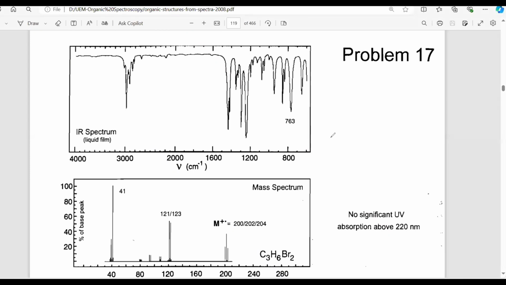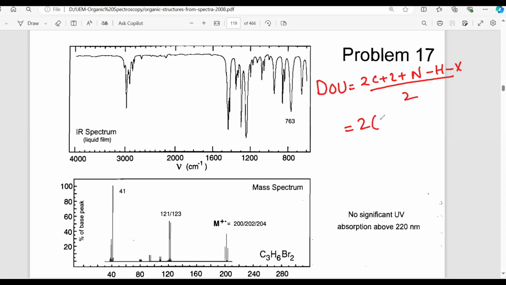So let's start. Spectrum number 17. Molecular formula is given in the mass spectrum, which is C3H6Br2. So our first task is to find out the degree of unsaturation or unsaturation index. The formula is (2C plus 2 plus number of nitrogen atoms minus number of hydrogen minus number of halogen atoms) divided by 2. So simply put the values, the 2 remains as it is.